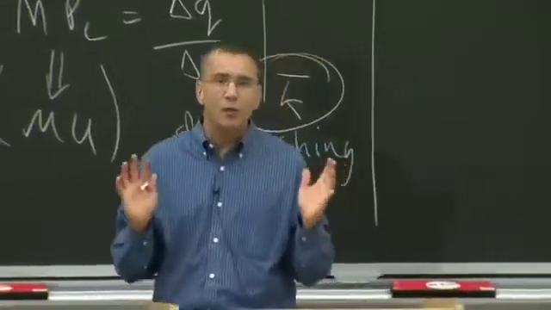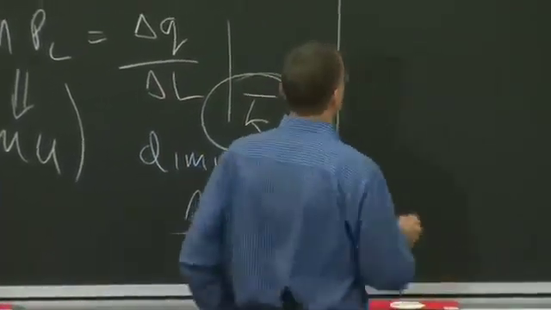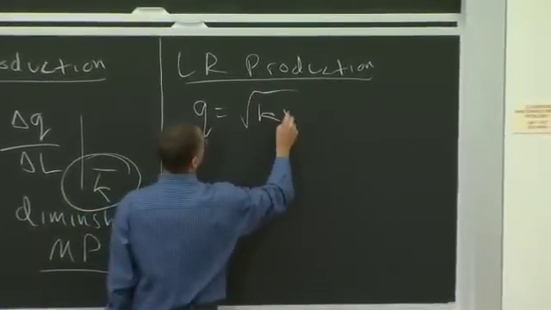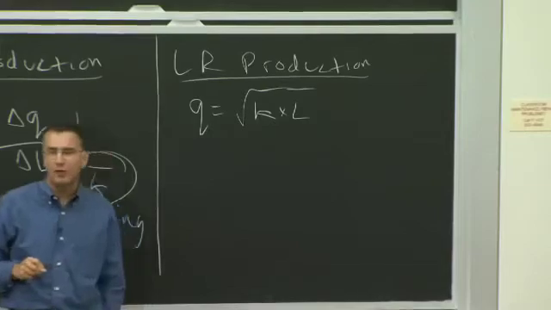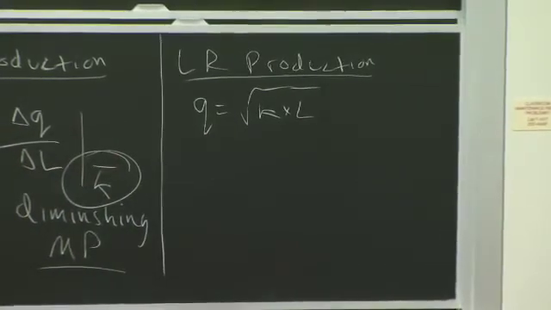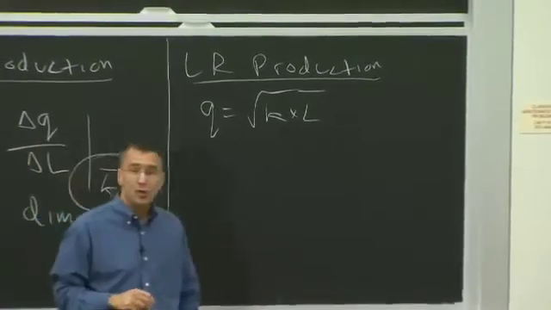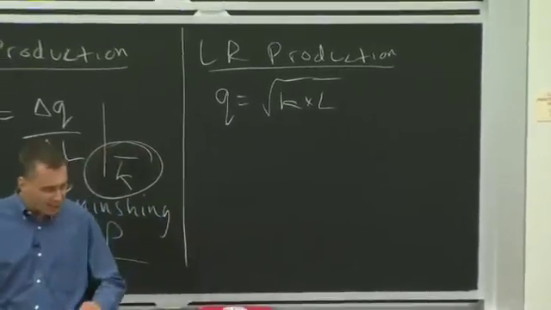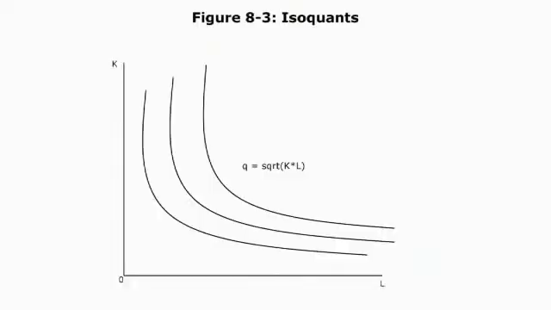let's just think about the parallels with consumer theory and think about a production function which is q, little q, is the square root of K times L. That same functional form I used with pizza and movies, where utility was the square root of pizza times movies. Now I'm going to say what you produce of your good is the square root of K times L. Now let's go to figure 8.3. And what we see here is if you're trading off K and L and deciding to produce, then you get what's called isoquants.